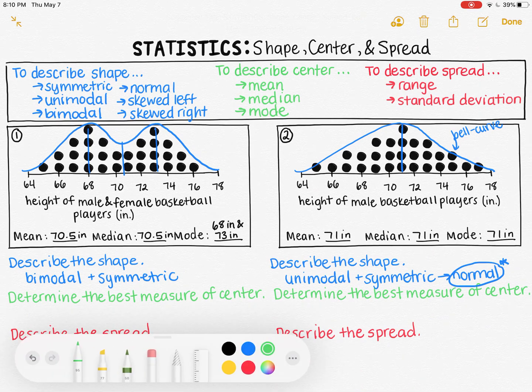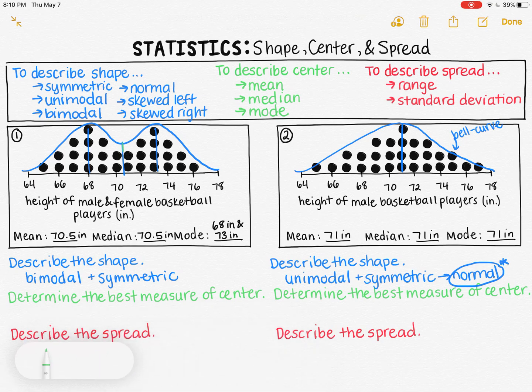All right, now I'm going to go back to dot plot number 1 and find the center for each dot plot. What we're trying to do is determine the best measure of center. At the top, I've listed mean, median, and mode as all possible ways we could describe the center. Since we've already calculated the mean, median, and mode, let's figure out where the mean, median, and mode are on the distribution and which one best describes the center.